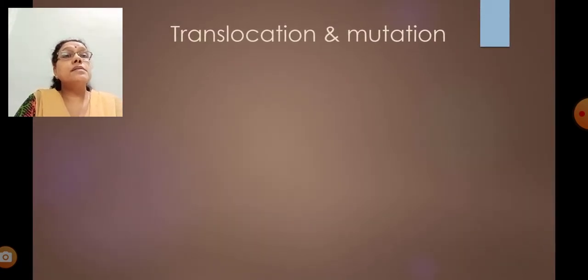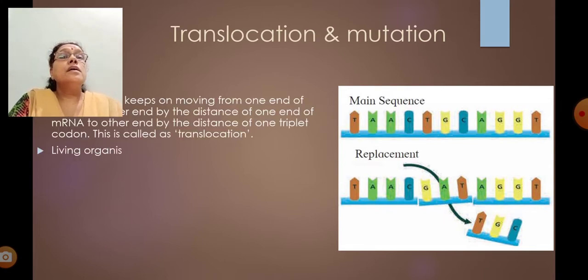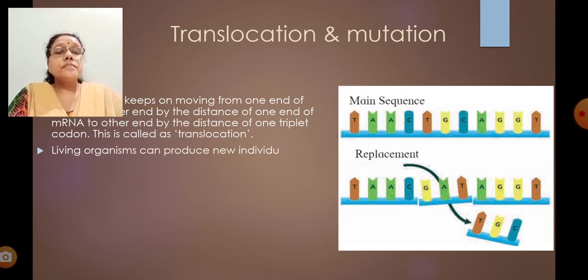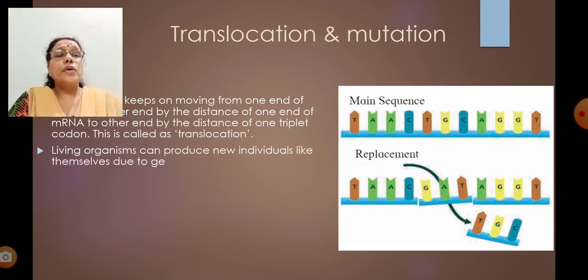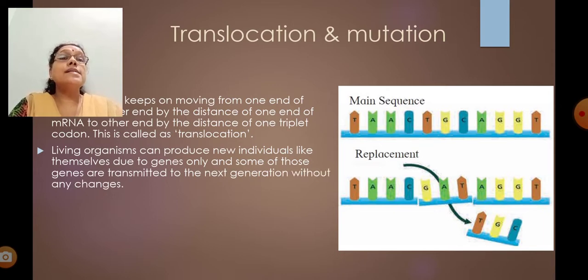Next mechanism is translocation and mutation. All the amino acid sequence you can see: thymine, adenine, cytosine, guanine, and the replacement happening in the second diagram. The ribosome keeps on moving from one end of mRNA to another end by the distance of one triplet codon. This is called translocation.